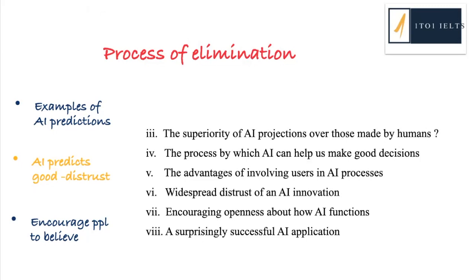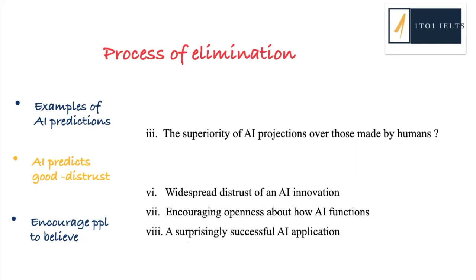For the process by which AI can help us make good decisions. It certainly gives us examples of some predictions, but it doesn't actually tell us the process that we go through. So this one wouldn't be relevant. There is no mention in the text about advantages of involving users in AI. So this one is not going to be relevant.